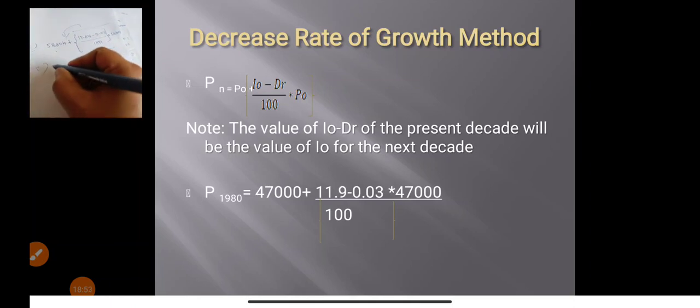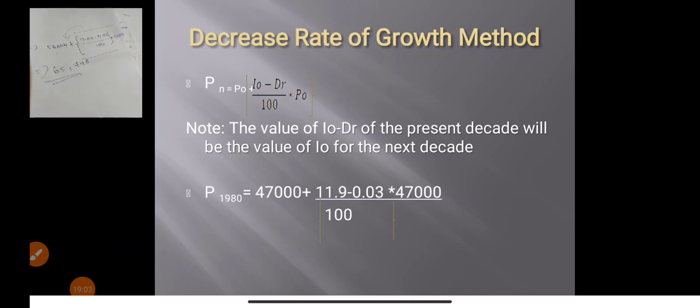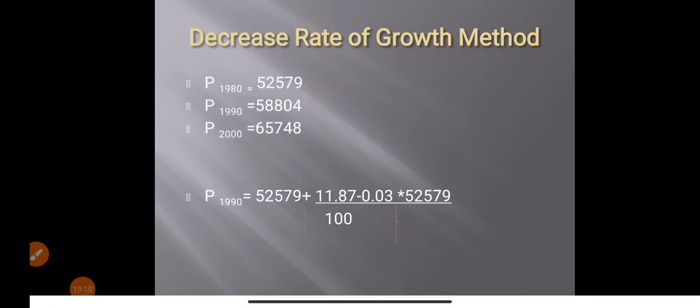What is the final value? That is 65,748, the population after 3 decades. So this is how to calculate the population in the year 2000. Okay, I think it is clear. This is how to calculate the population in P2000. So the population is 65,748.